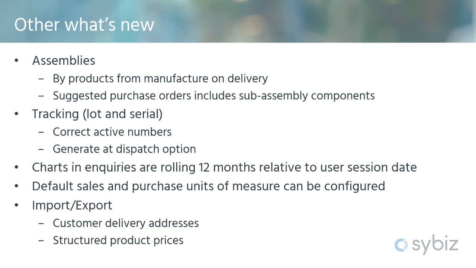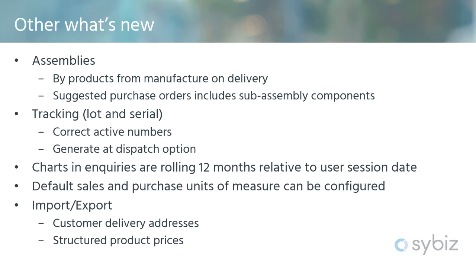And so when you manufacture on delivery, so through a sales invoice, if there's no stock of that item, it will manufacture on delivery and create those byproducts as an outcome of that manufacture process. And the suggested purchase orders has also been extended to include sub-assemblies, and you've got some configuration that you can do around that as to how deep you want it to go. And yeah, so that's really extending out that great suggested purchase orders wizard even further.